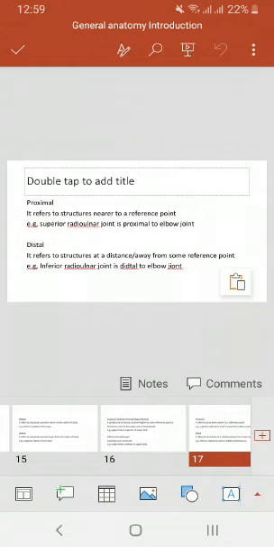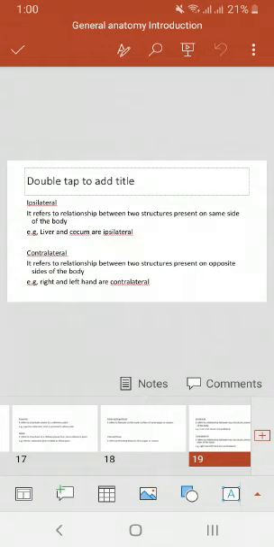Then there is ipsilateral or contralateral. Ipsilateral refers to the relationship between two structures present on the same side of the body. If two structures are present on the same side of the body, we call them ipsilateral. And contralateral refers to the relationship between two structures present on the opposite side of the body. These are called contralateral.